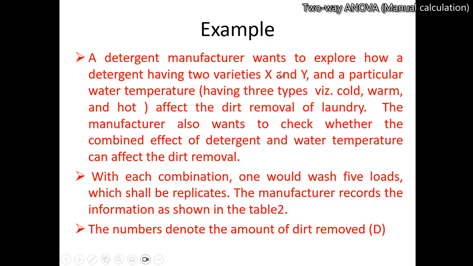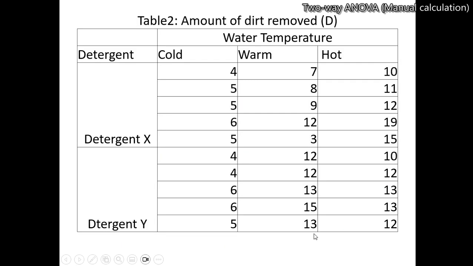Suppose a detergent manufacturer wants to explore how a detergent having two varieties, X and Y, and water temperature having three levels, that is cold, warm, and hot, affect the dirt removal of laundry. The manufacturer also wants to check whether the combined effect of detergent and water temperature can affect the dirt removal. For each combination, five loads of wash are replicated. The manufacturer records the information in the table, giving the amounts of dirt removed.